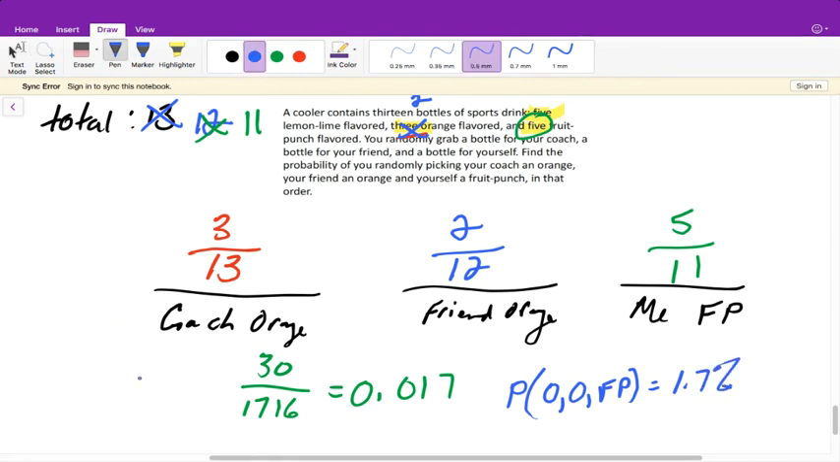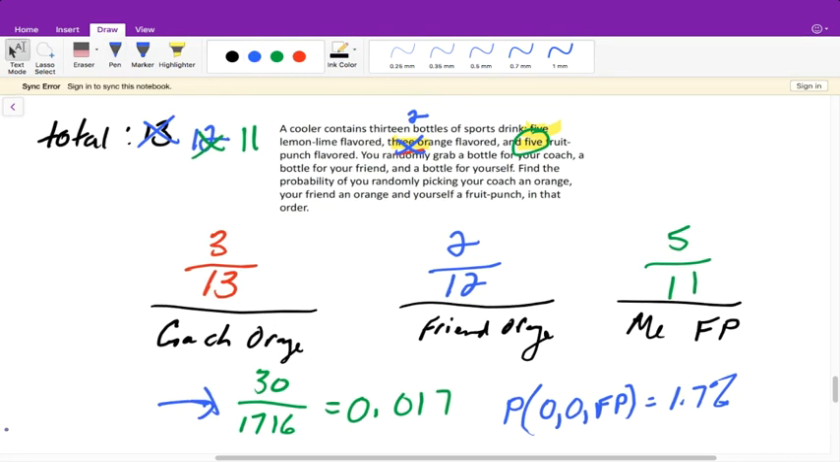All right, you don't have to do this step. You don't have to show me this. If you have your calculator and you type it in, you can just go straight to the decimal. Real quick about this one. When it doesn't say explicitly that it is without replacement, but I'm picking a drink for my coach and he's going to take it and drink it, it's impossible for me to put that drink back in. So even though I didn't explicitly tell you without replacement, you should be able to identify that it's implied because this person is getting that drink.